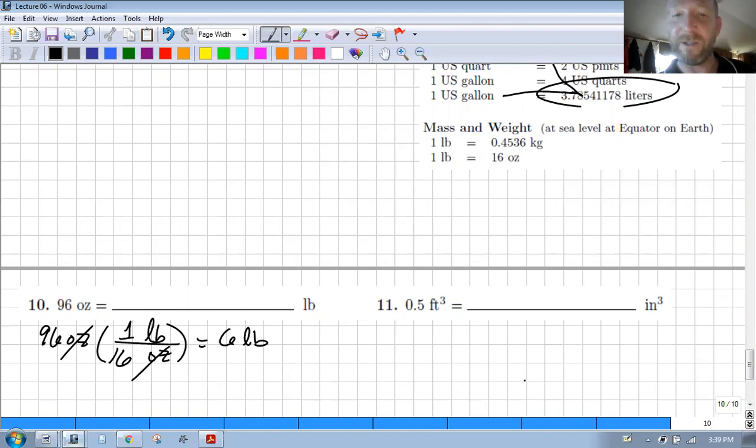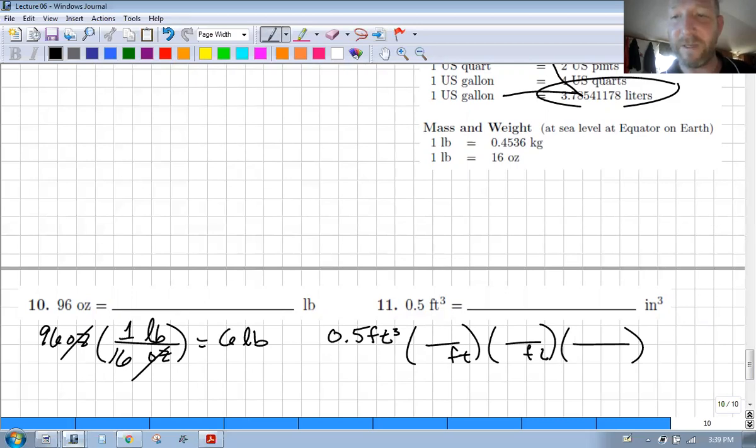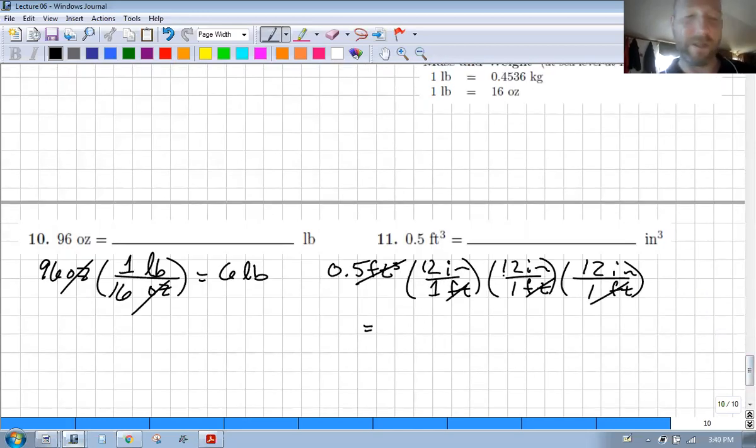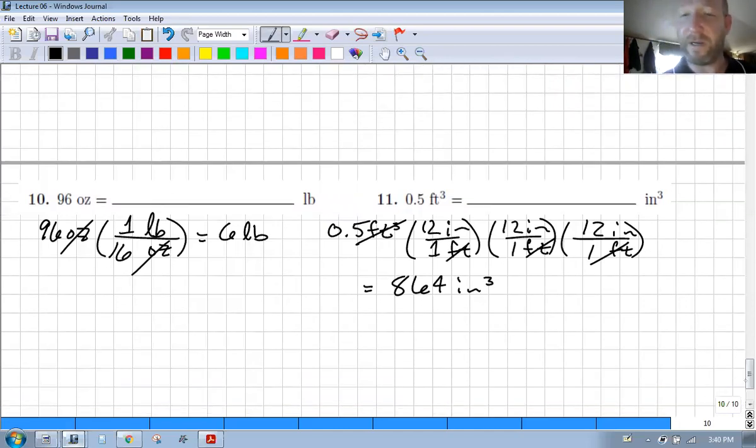Feet cubed to inches cubed. This one's easy, but there's feet cubed, so we've got to get rid of feet 3 times. Feet, feet, feet, in favor of inches 3 times. 1 foot, 12 inches. 1 foot, 12 inches. 1 foot, 12 inches. Feet cubed goes away, and we're left with inches cubed. We've got 0.5 times 12 times 12 times 12, or 864 inches cubed. Questions so far?